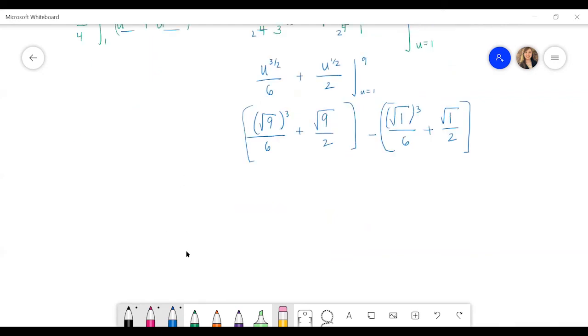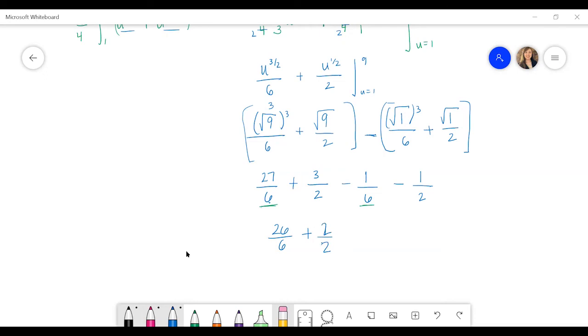So the square root of 9 is 3, and I cube it, and I get 27 over 6 plus the square root of 9 is 3 over 2 minus the square root of 1 is 1, cubed is still 1 over 6 minus, because I'm distributing, the square root of 1 over 2. So 27, this is usually how I do it. I combine my pieces with common denominators first. 27 over 6 minus 1 over 6 is 26 over 6. 3 over 2 minus 1 over 2 is 2 over 2.